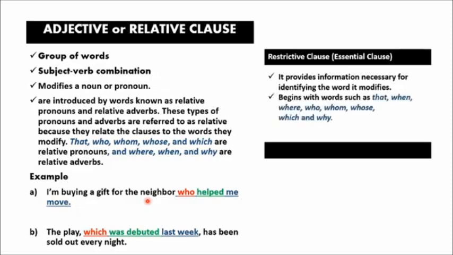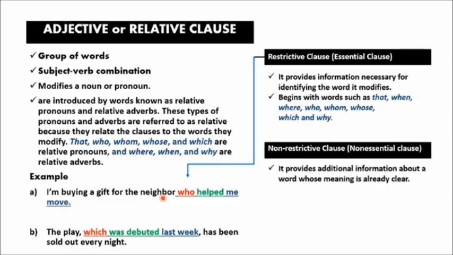It always begins with words such as that, when, where, who, whom, whose, which, and why. So example A here is a restrictive clause because "who helped me" provides necessary information about the neighbor. Or it could be a non-restrictive clause, or a non-essential clause, if it provides additional information about a word whose meaning is already clear. It is usually introduced with the word which and set off with commas.